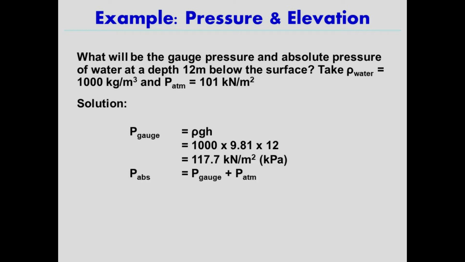To calculate absolute pressure at this point, as you have learned before, P absolute is equal to P gauge plus P atmospheric. So as we have got before, the P gauge is 117.7, and it is given in the question that P atmospheric is 101 kilonewton per meter square. Just add the P gauge and the P atmospheric, 117.7 plus 101, then you get the P absolute is 218.7 kilopascal.